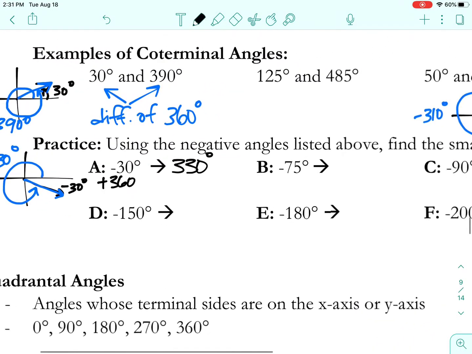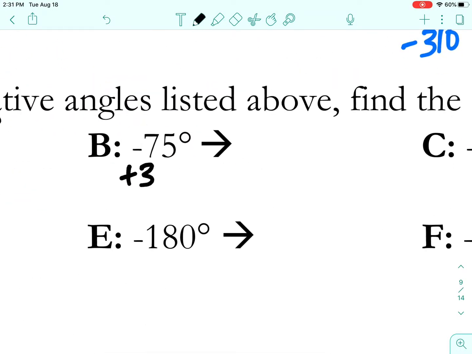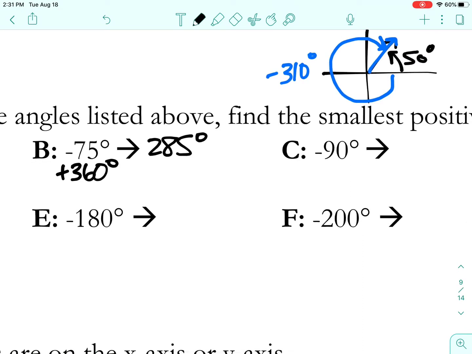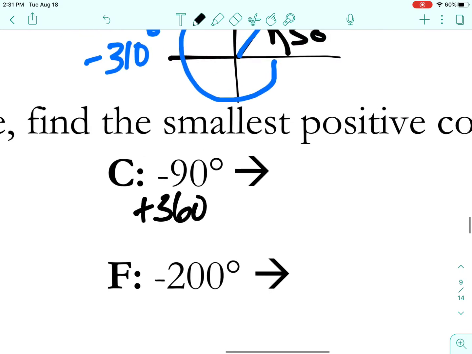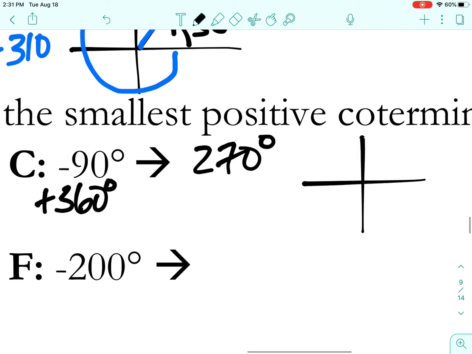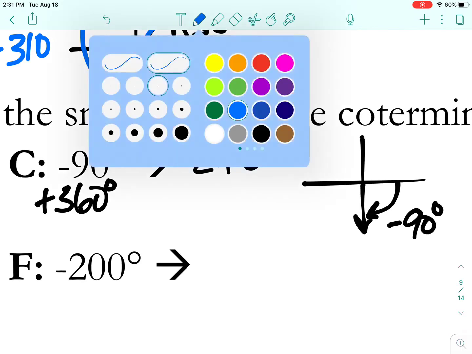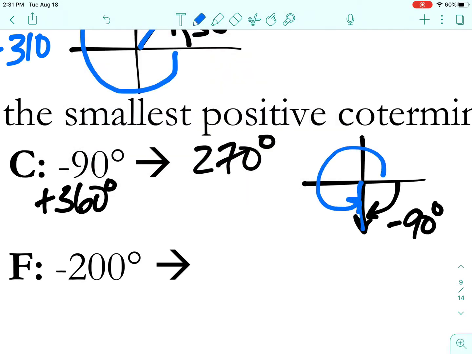Here's another one. Negative 75 degrees, I'm going to add 360 to it. And that gives me, what, 285? Cool. That means if you go backwards 75 degrees, it's the same exact starting and ending position as if you go forwards 285 degrees. Negative 90, again, you add 360 to that, and I end up with 270 degrees. Let me sketch that one real quick, just since it's simple to sketch. There's negative 90 degrees, you end right there. If I go positive 270 degrees, we end in the same exact location. That is called coterminal angles.